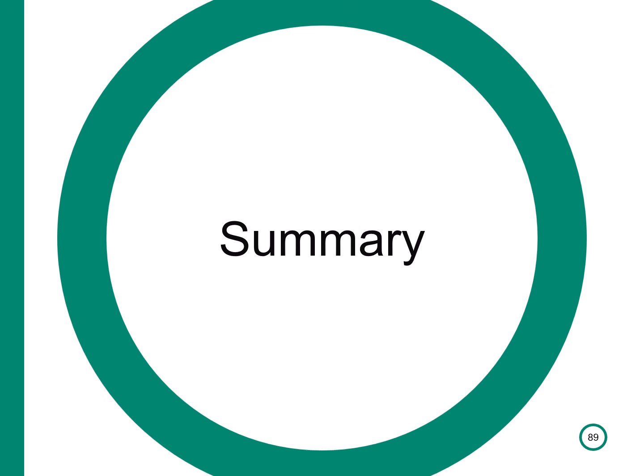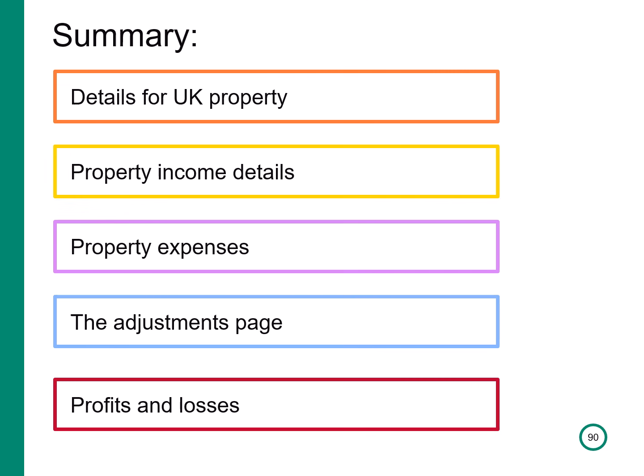We're nearly at the end of the webinar now. Here's a summary of what we've covered today. In today's webinar, we've looked at details for UK property, including rent a room relief and joint lettings, property income details, property expenses, the adjustments page, and the profit and losses page.